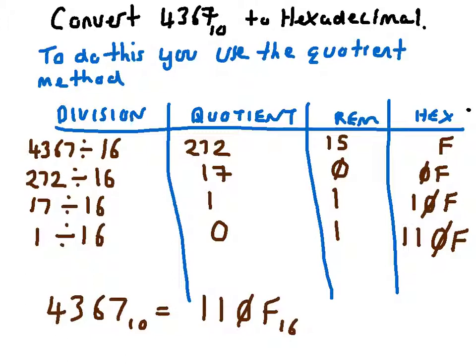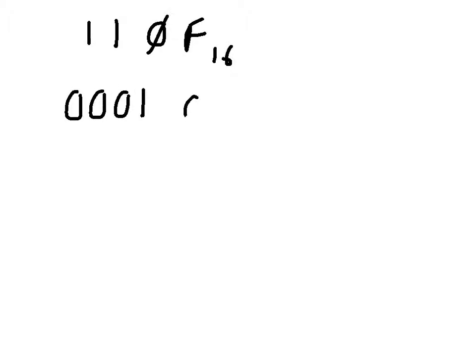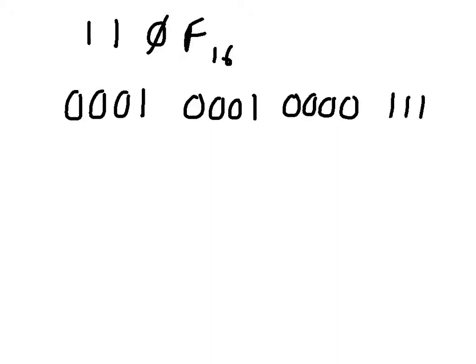Now just remember the fact that in the beginning of the question 4,367 was the denary value that we started with. Let's just check that this works. So we have got 110f base 16. So what would that look like? Remember, hexadecimal comes in groups of 4 bits at a time, so the 1 will be worth 0, 0, 0, 1. The other one is 0, 0, 0, 1. Then we've got 0, 0, 0, 0, and then the f will be worth 1, 1, 1, 1.